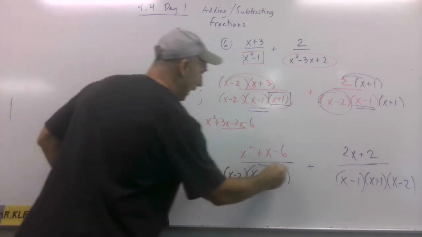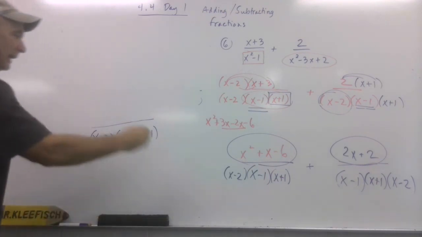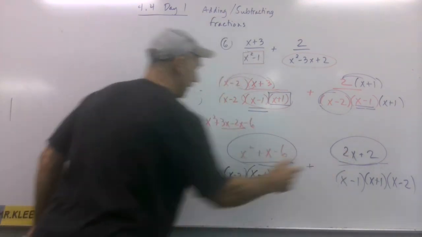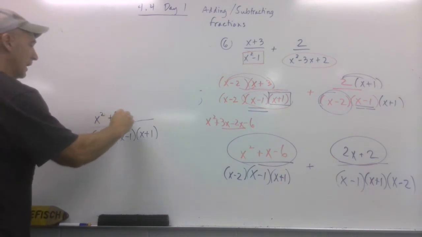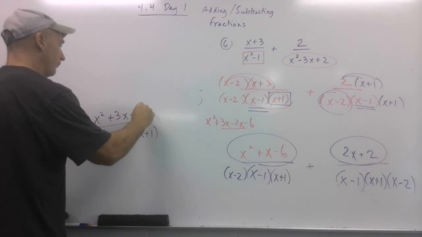Now I'm going to add the numerators. You can only add like terms. So I got an x squared all by itself. I got an x and a 2x, giving me 3x. Negative 6 plus 2 is negative 4.